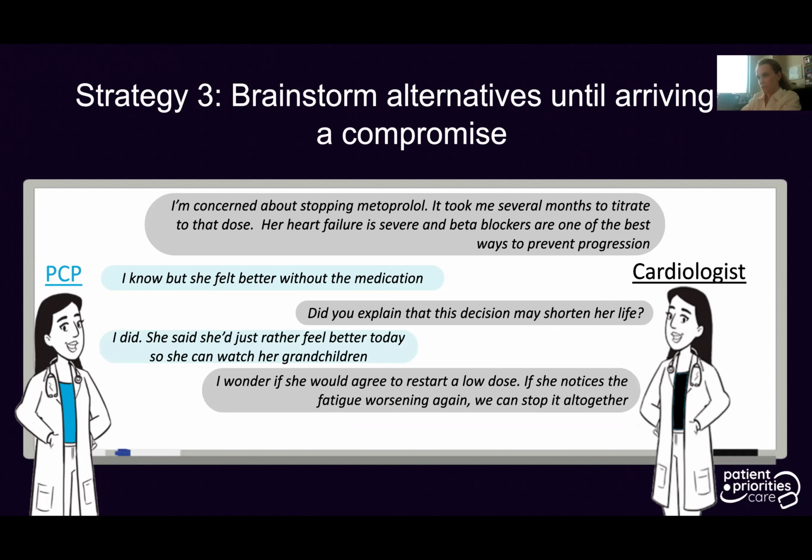I said, but she said she'd rather just feel better today so she could be with her grandkids. The cardiologist said, well, I wonder if she'd agree to restart a lower dose. If she notices the fatigue worsen again, then we could stop it altogether. And the PCP agrees with this. That sounds like a good compromise. So you can imagine how a conversation like that might occur between you and a specialist.